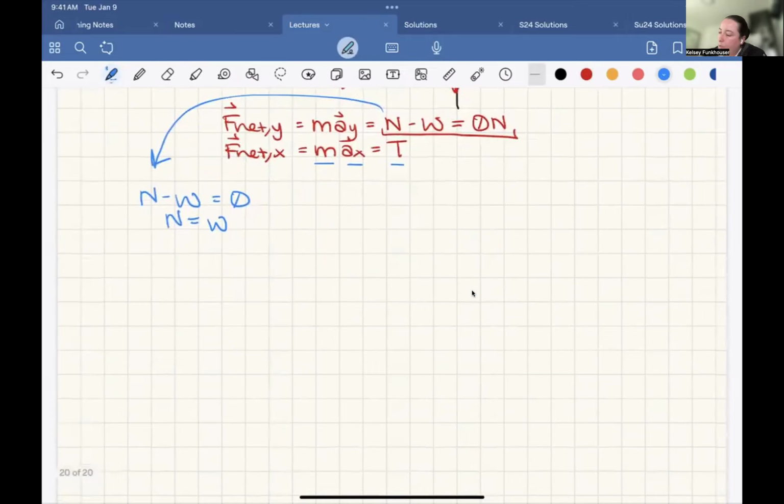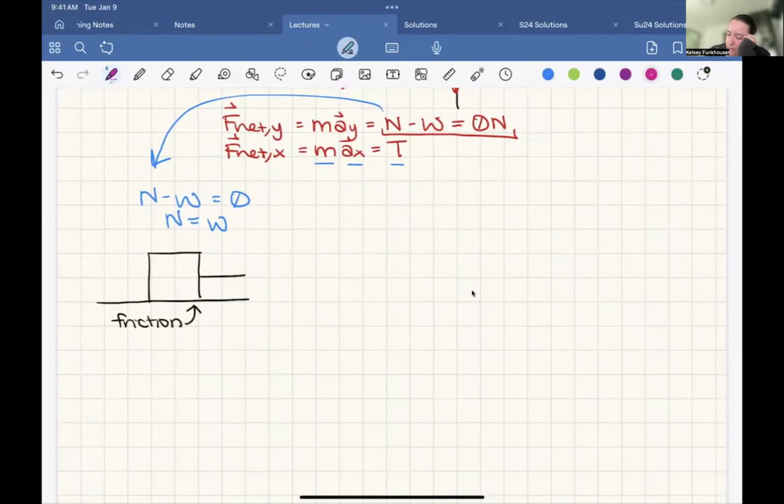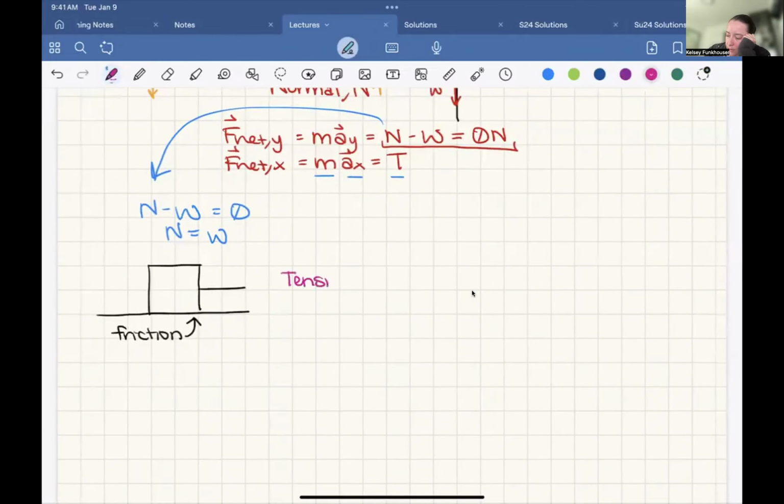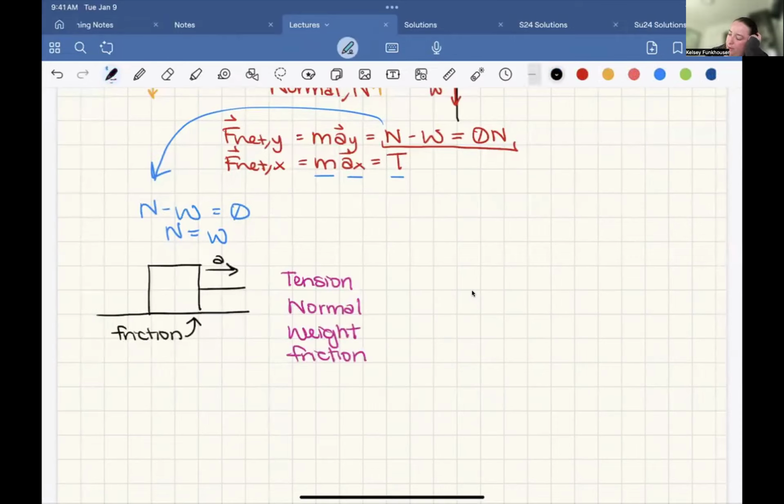And then I think we'll do one more, but this time we're still going to be pulling to the right, but we also have friction. So there's friction now. So the forces, again, tension, normal, weight, and now friction. And to properly define this, let's say we're still accelerating to the right, okay?